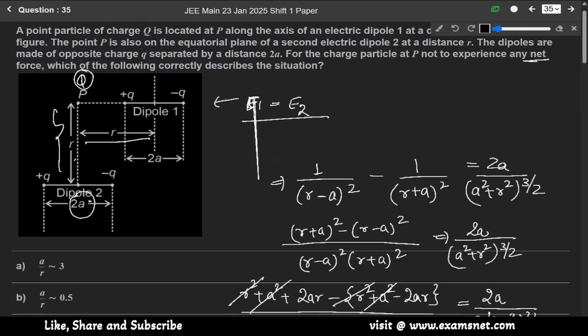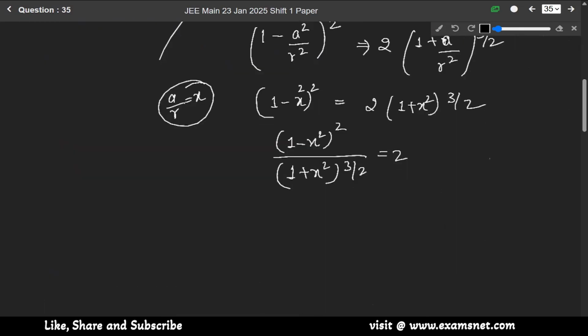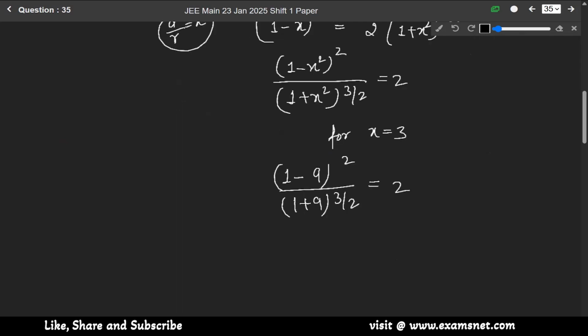since x will be 3 here, so for x equals 3, we get 1 minus 9 whole square over 1 plus 9 raised to the power 3 by 2 equals 2. So we get, and this will be 1 minus 9, 8, 8 square 64, 1 plus 10, 10 raised to the power 3 by 2 means 10 root 10, equals 2.